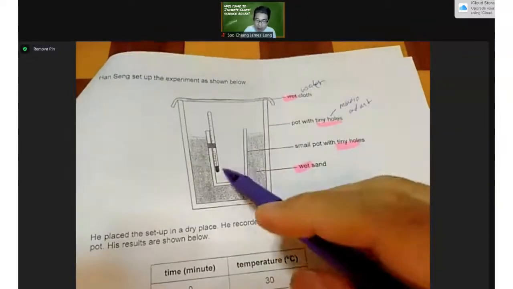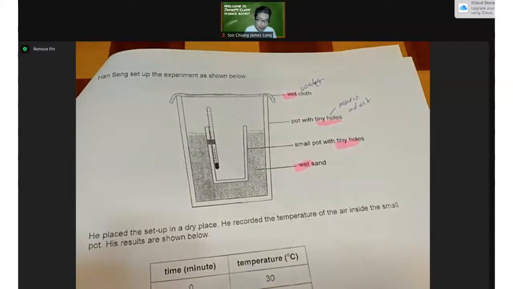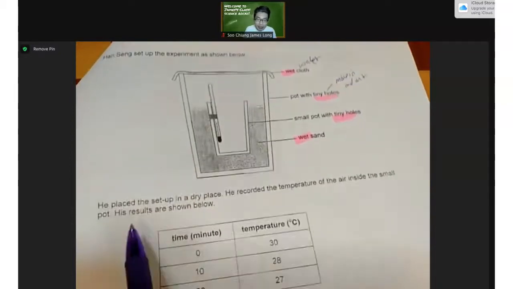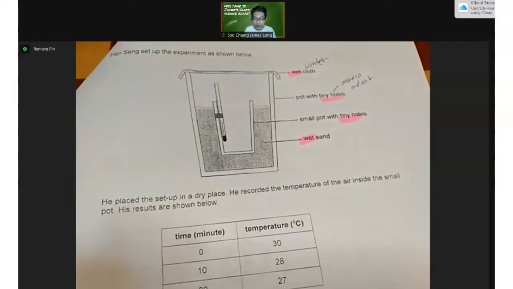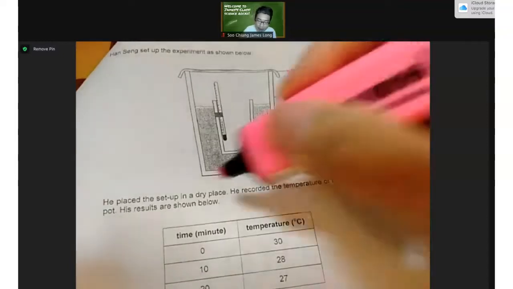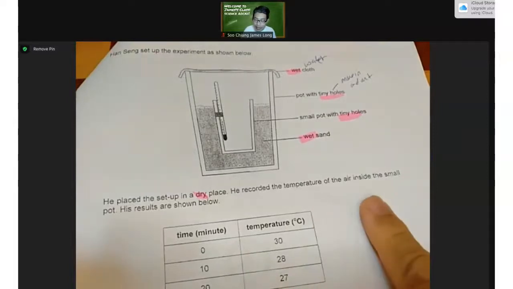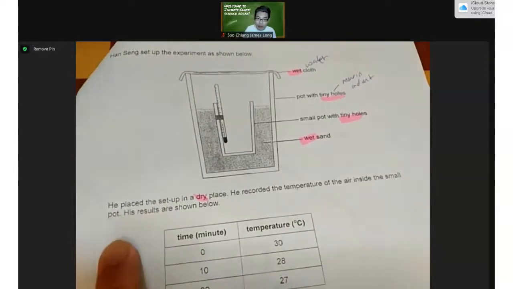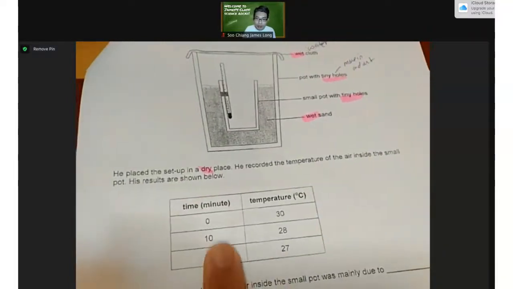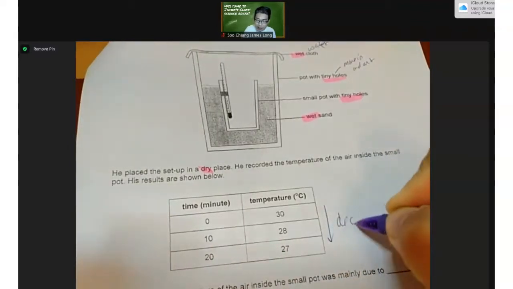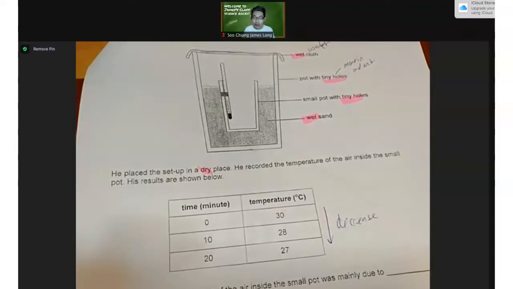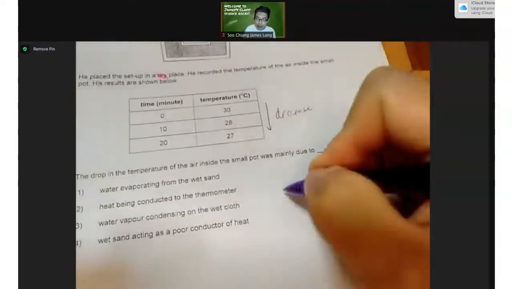I see a thermometer. So is it about heat or not? Or is it about evaporation? He placed the setup in a dry place. Okay, that's a dry place, so no rain, no puddle. He recorded the temperature of the air inside the small pot, right? And over time, the temperature actually decreased. Oh, temperature decreased. What could have caused the temperature to decrease? Now, we talk about changes in state, right?